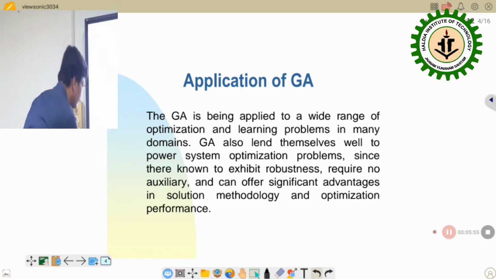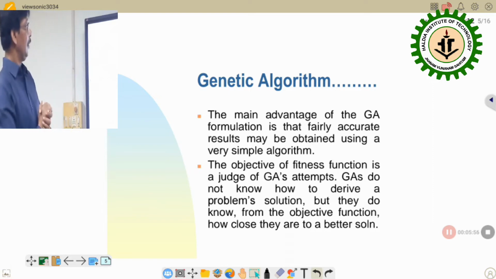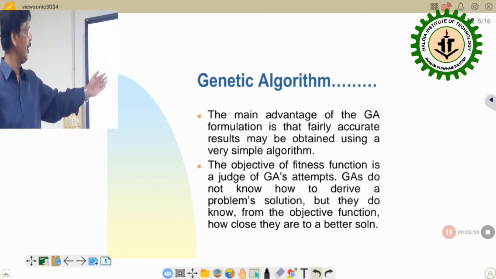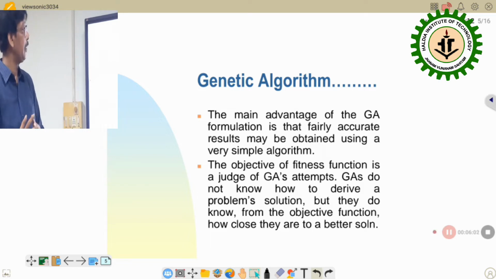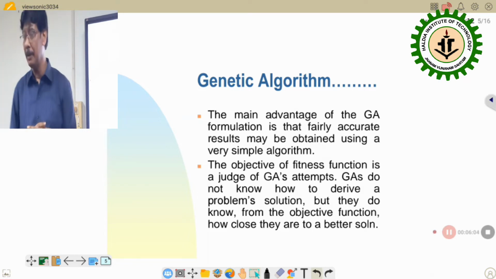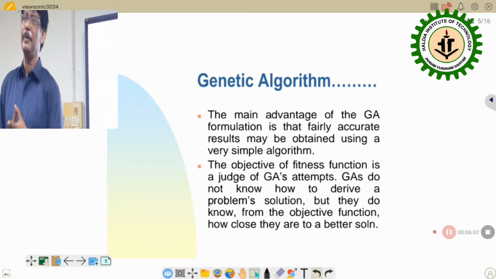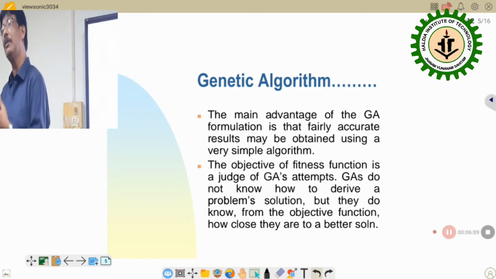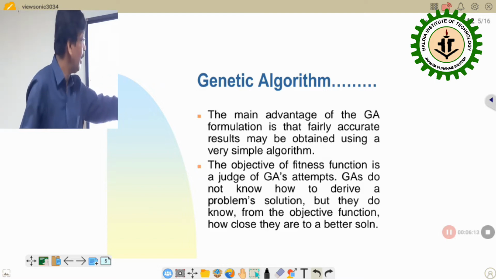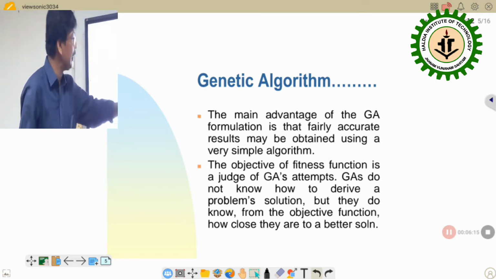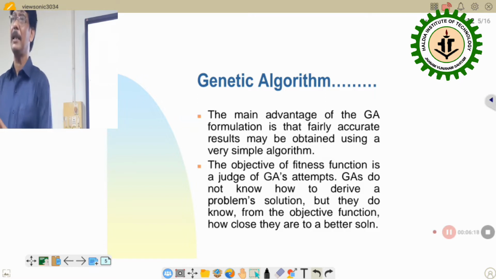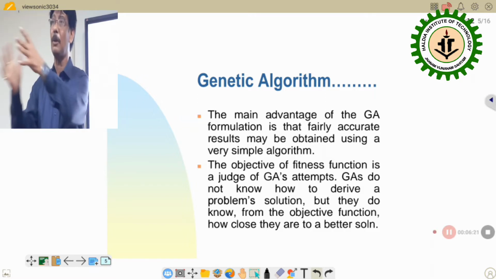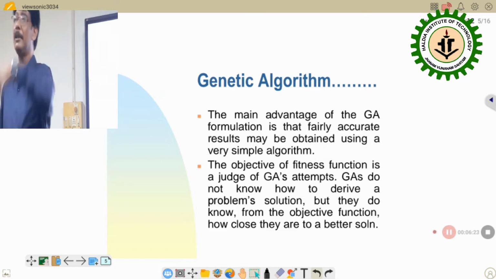Now next, the main advantage of the GA, what is mentioned here, is that a fairly accurate result may be obtained using a very simple algorithm. That algorithm is very simple because there is no hard and fast rule about how you will proceed. So as it is not a deterministic algorithm, you don't have to follow a set of rules, a set of steps in a sequential manner.